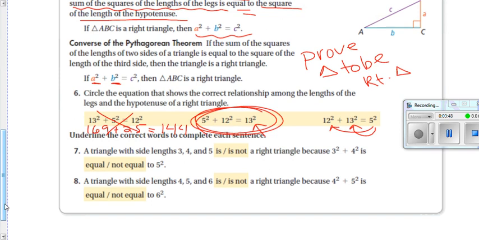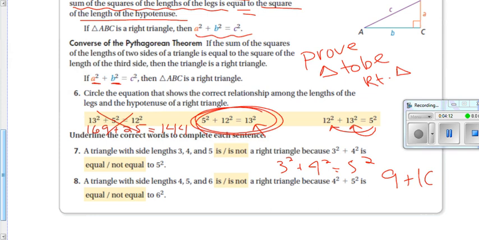All right, underline the correct words to complete each sentence. A triangle with side lengths of 3, 4, and 5 is or is not a right triangle because blah, blah, blah equals or not equals blah, blah, blah. So let's just do the math. 3 squared plus 4 squared equals 5 squared. We need to see if that is true. If that tells me it's a right triangle. 3 squared is 9.